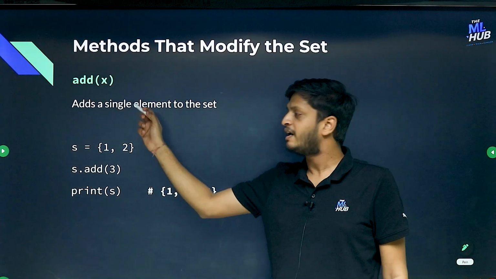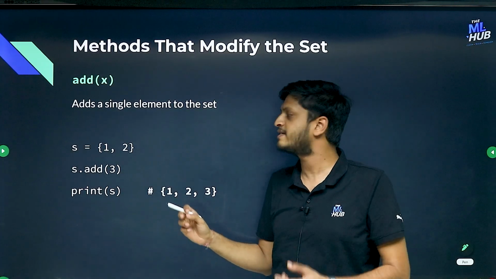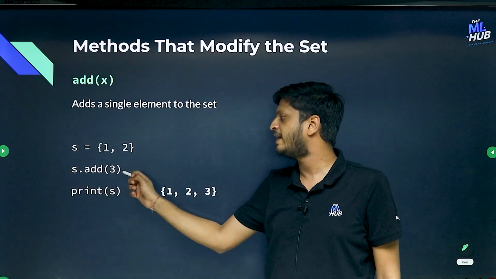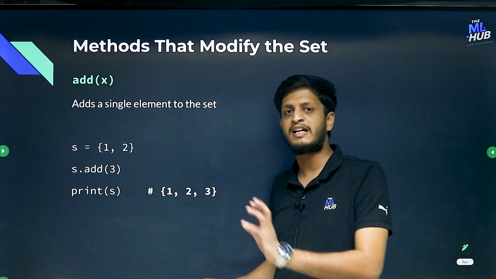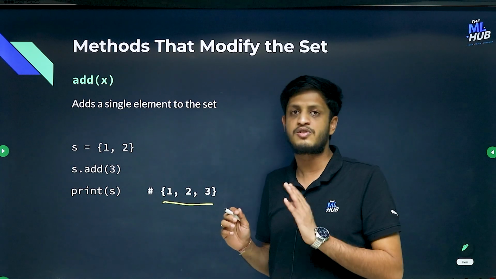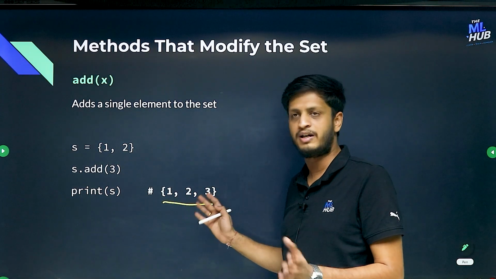First is the add function. The add function adds a single element to the set. If you want to add a single element inside the set, you can use the add function. s is equal to {1, 2}. You do s.add(3), which means inside the set we are adding the element 3 as well. When you print it, elements 1, 2, 3 will be printed. Again, order is not guaranteed. Whenever you are printing a set, order can be different: 2 1 3, 3 1 2, anything.